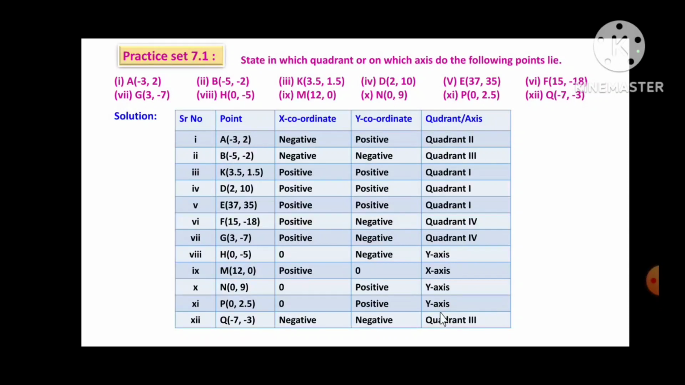Q(-7, -3). Friends, you could see here this point Q has both x and y coordinates negative, so it is lying in the third quadrant. So I think you understood this one.